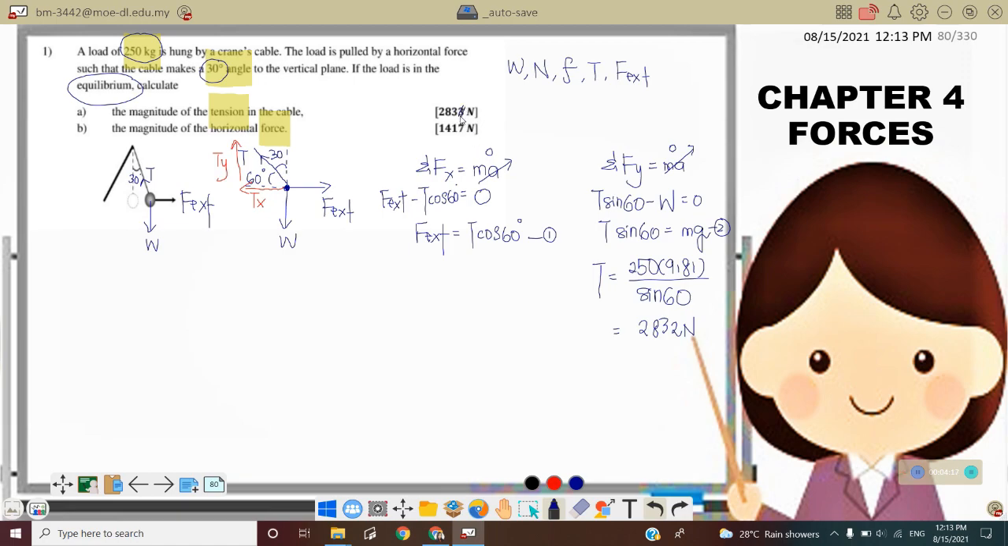The answer written here is wrong, so please do the correction. It is 2,832 Newton. After that, we substitute into the first equation to find F external. So F external equals the tension, 2,832, times cos 60. If you press the calculator, you will get 1,416 Newton. This answer was also wrong in the notes, so it is changed to 1,416. So this is our first question.